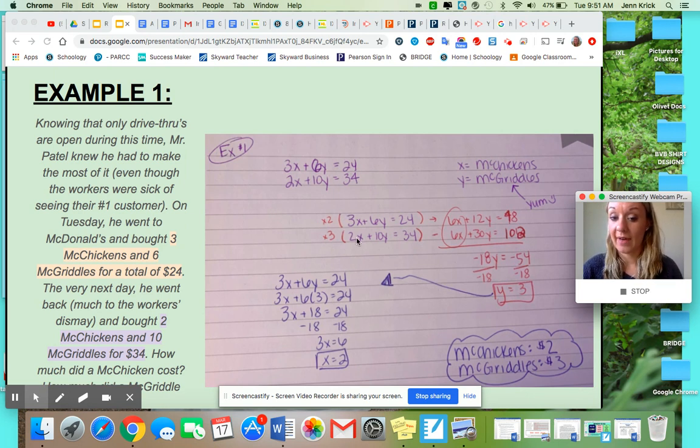Now, seeing that I have x's stacked on top of y's, I know that I'm going to have to solve that using elimination. But I don't have y's that match and I don't have x's that match. I could multiply both of them though, because I know 3 and 2 both go into 6. So I made those match.